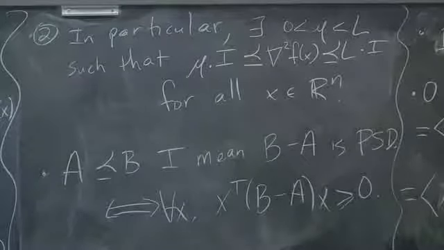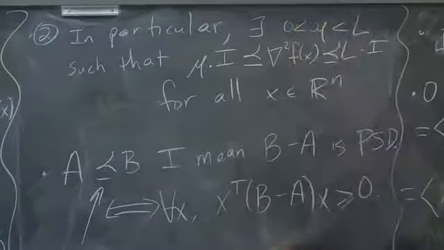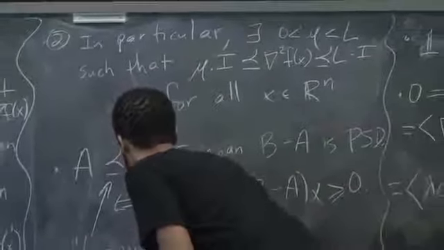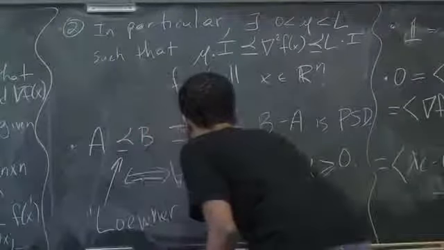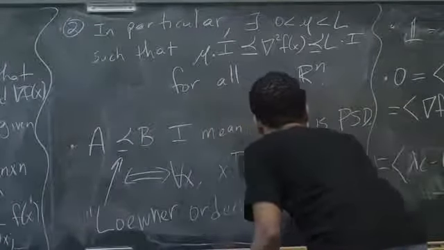It doesn't have any really big or really small eigenvalues in magnitude. Questions? This squiggly less than thing is usually called the Loewner ordering on matrices.